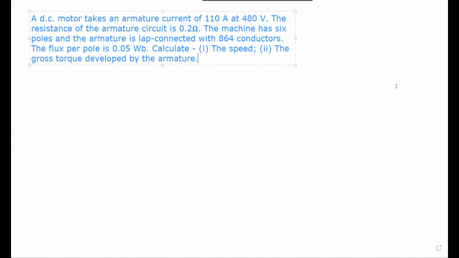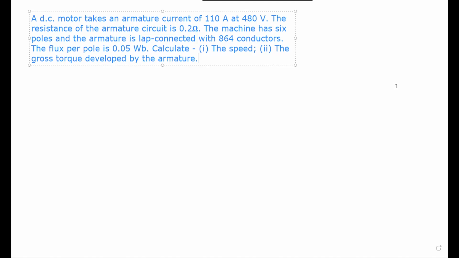A DC motor takes an armature current of 110 amps at 480 volt. The resistance of the armature circuit is 0.2 ohm. The machine has 6 poles and the armature is lap connected with 864 conductors. The flux per pole is 0.05 Weber. Calculate the speed and the gross torque developed by the armature.